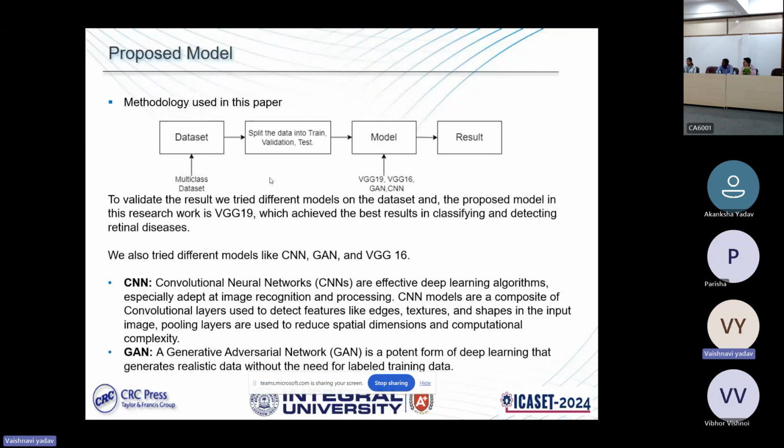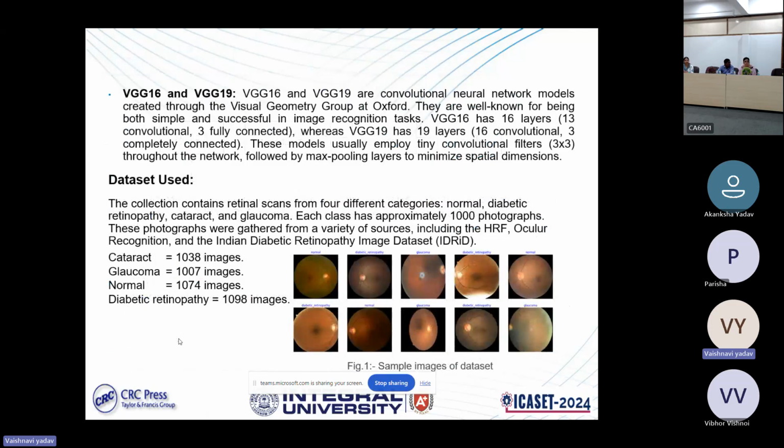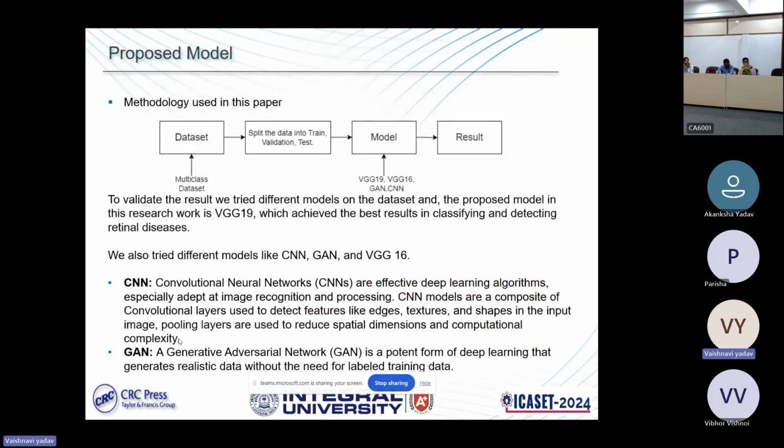This is the proposed methodology I'm using in this paper. I collected the multi-class data set, then split it into training, testing and validation in the ratio of 70, 20, and 10. Then I used different models like VGG19, VGG16, GAN, and CNN, and then I got the result. To validate the result, we tried different models on my data set: CNN, convolutional neural network, generative adversarial network, GAN, and VGG 16 and 19. I got the best result from VGG 19.